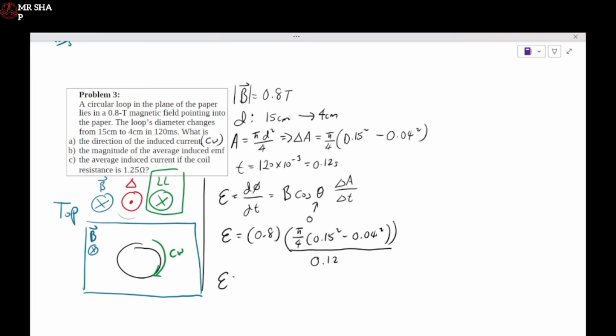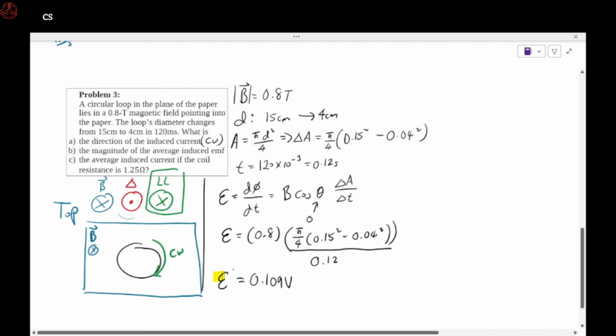Okay, so then the magnitude of my induced EMF, if you key that into your calculator, is going to be 0.109 volts. Okay, so that is my final answer for B.